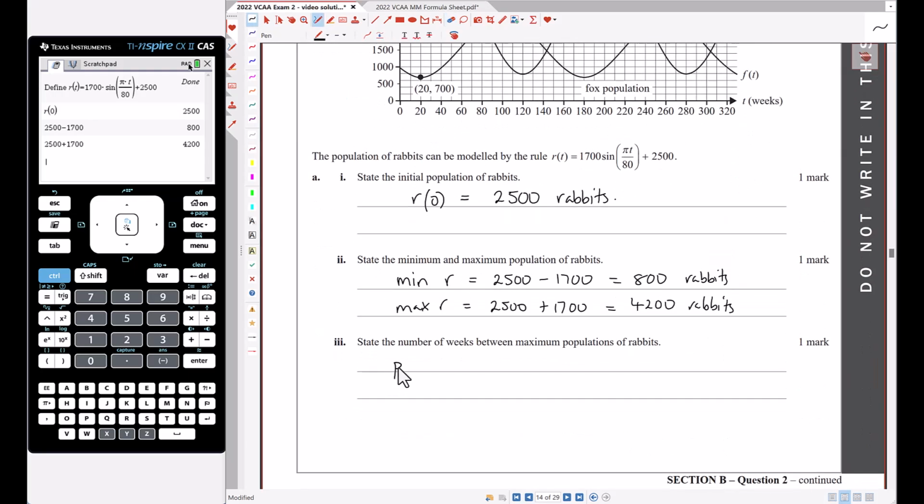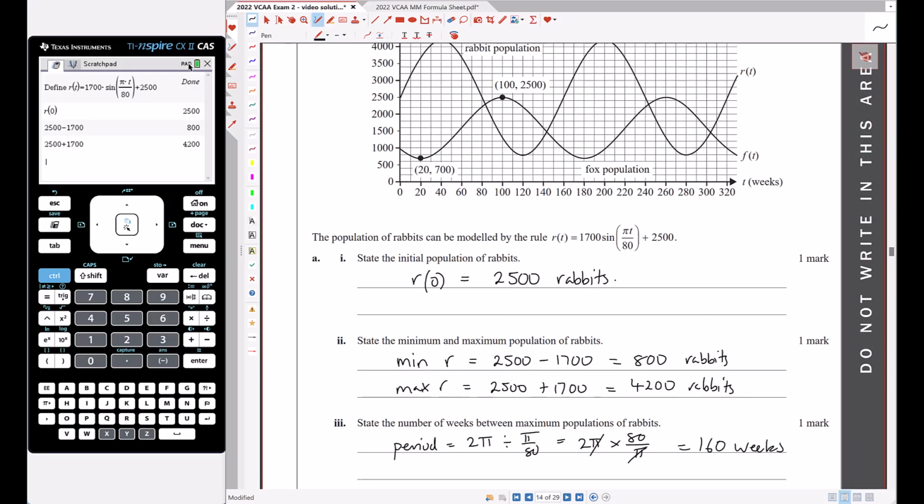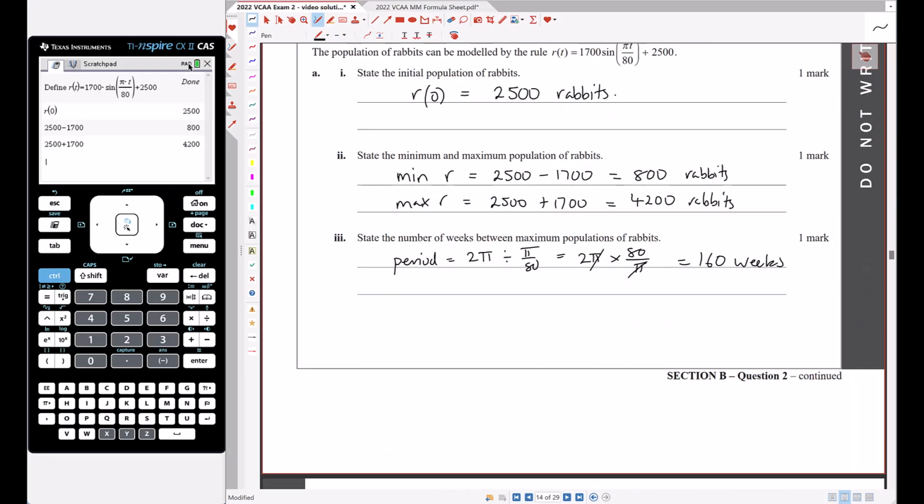Okay. So the period, it's a sine function, so it's going to be 2 pi divided by pi on 80, which means it's 2 pi times 80 on pi, so 160, as I said, weeks. So nice and easy so far. All of that could have been read off the graph, but also I think it's important to have an understanding of what's happening with those trig functions.